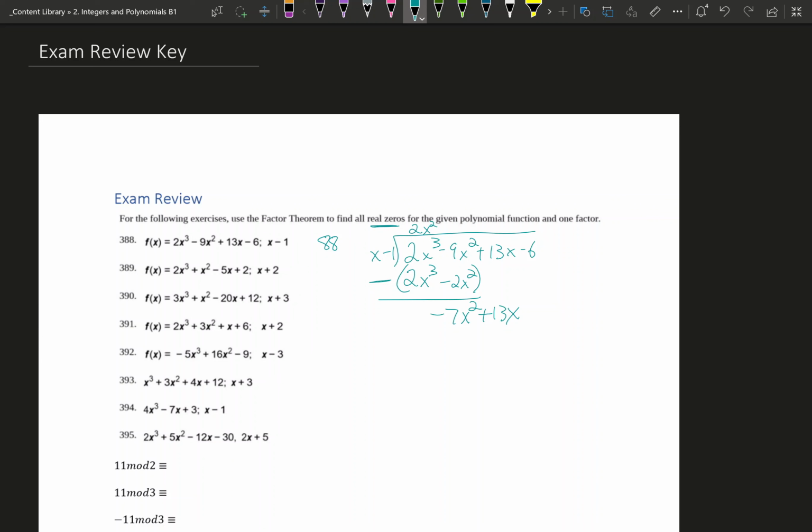Then we do negative 7x squared divided by x, and we end up with negative 7x. Multiply that by our entire divisor, so we end up with negative 7x squared plus 7x. We'll subtract that, and we'll end up with 6x minus 6. Divide 6x by x up here, and then we end up with plus 6 as the last piece of our quotient.